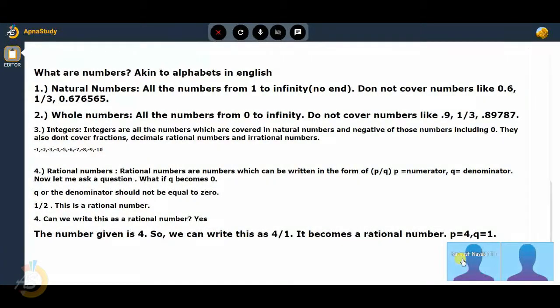Now we have discussed 2 rational numbers. Now let's discuss some more. Let's come to the negative integers. How can we write them as a fraction? For example, there is a number minus 2. Can you write this as a rational number? Yes, we can write it. Same as above, we can write this as minus 2 upon 1.